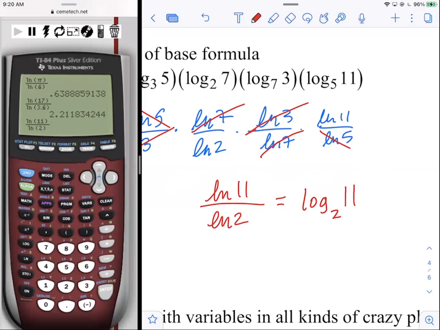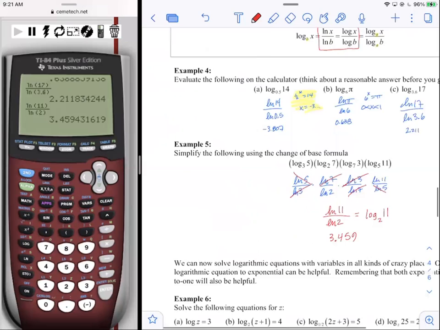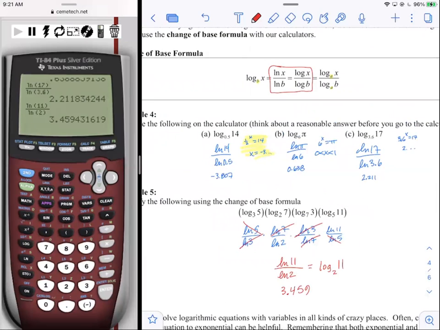Thank you. So it should be 3 point something, because 2 cubed is 8, and then 2 to the 4th is 16. So now we'll type it in, we'll hit enter, boom, and there it is. It's 3.459. There you go. This change of base formula, wow, it's pretty handy dandy, isn't it? Simplify early and often.